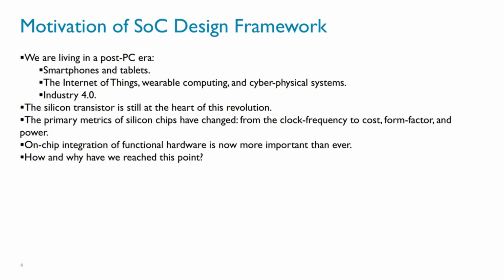But for a device you carry in your pocket, pure speed isn't the only thing that matters. The key metrics have shifted. Today, designers are focused on three things: cost, form factor, and power. Form factor simply refers to the physical size and shape of a device. A smartphone needs to be thin and light. A wearable needs to be even smaller. So, the chips inside must be tiny.